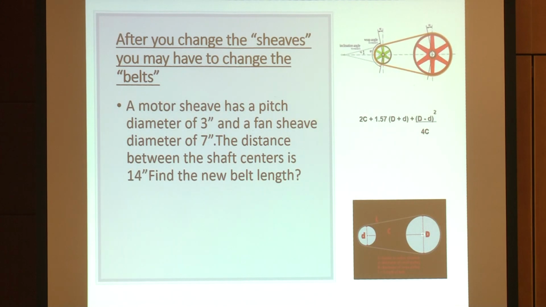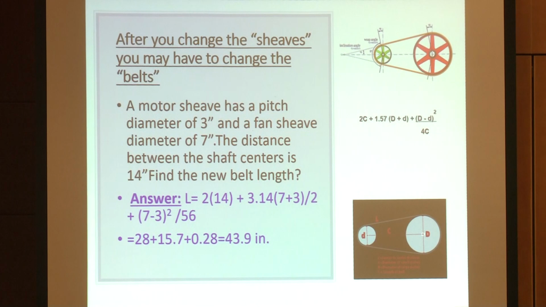After you change the sheaves, whether you do it on a motor or a fan, guess what? Now you've got a fan belt problem. Maybe you need to change the fan belt. So we have a formula for that, as I'm sure you might have guessed. So we take all these measurements here, we put it in our formula, and boom, now we need a 43.9 inch belt where we had a 43 inch before, and sometimes you have to change the belt, sometimes you don't. But my point is, man, this is a lot of work and a lot of time.